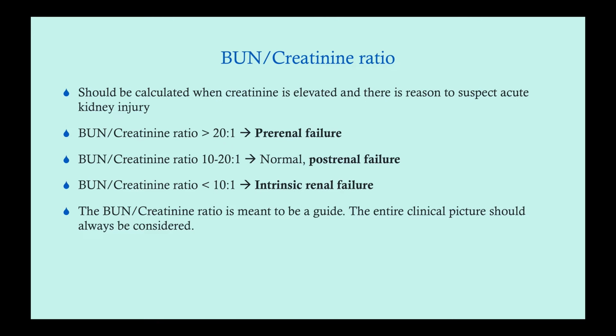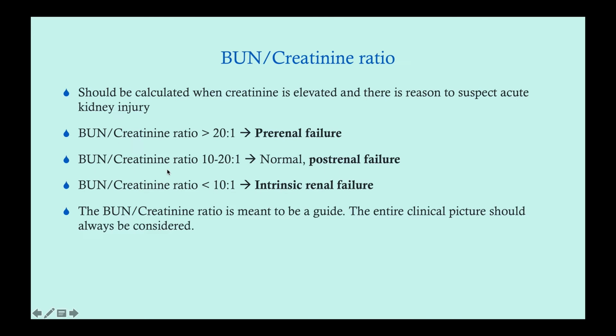Now, if your BUN creatinine ratio is less than 10 to 1, then we suspect intrinsic renal failure. And the reason here is because you have kind of the opposite problem. With intrinsic renal failure, the problem is with your kidney, right? So your kidney is not able to reabsorb that water, not able to reabsorb that BUN. So your BUN is going to be a little bit lower, but your creatinine is going to go up, just like it did with pre-renal failure. And so your BUN stays kind of lower, and your creatinine goes up, and so that causes a lower ratio. So more than 20, pre-renal, less than 10, intrinsic.